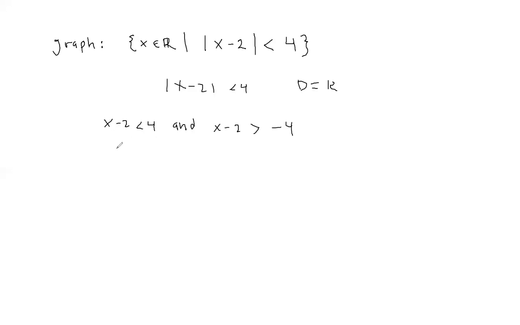So I'm going to solve both of these inequalities for x. I add 2 to both sides, so I've got x is less than 6, and then I've got x is greater than -2, and my domain is my real numbers. Now, if my domain is my reals, I can easily graph this by drawing -2, 6, putting an open dot on each, and then filling in everything in between.